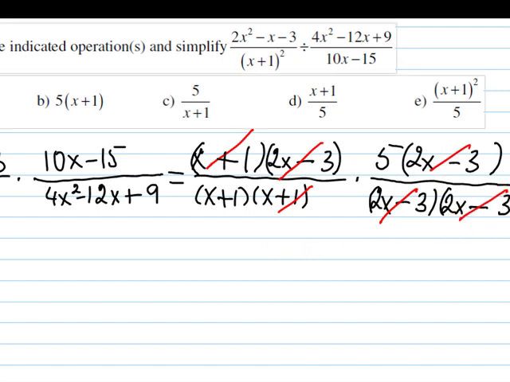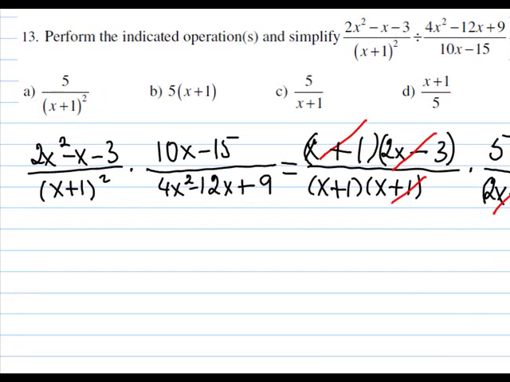So what is left on the top is just 5. Oh, sorry. It's just 5. And the bottom, we are just going to have this x plus 1 because everything else is cancelled. And by looking at the options, we see that it is C.